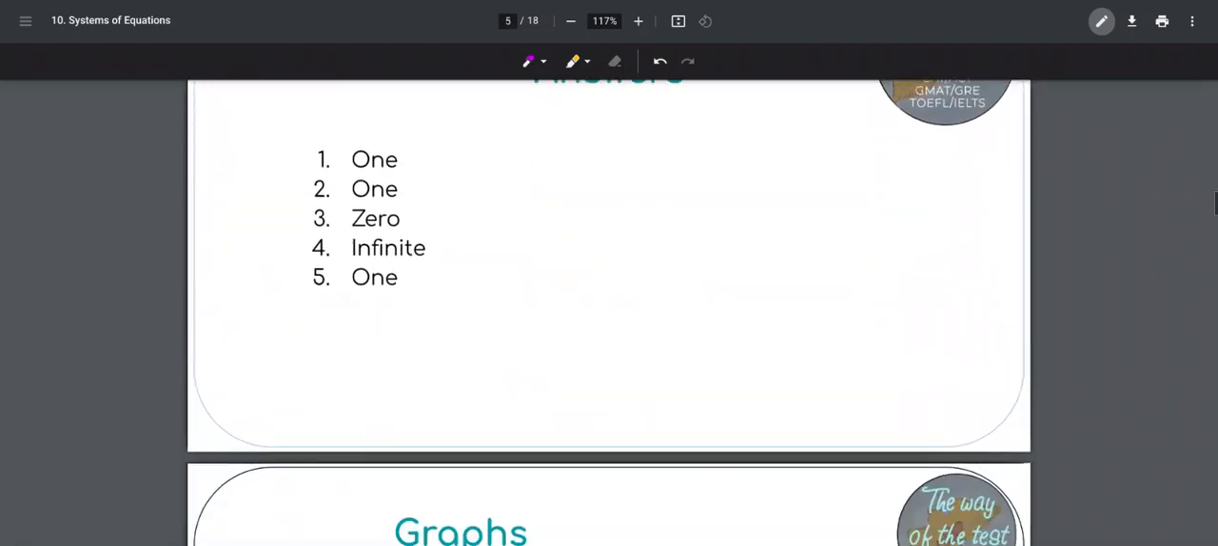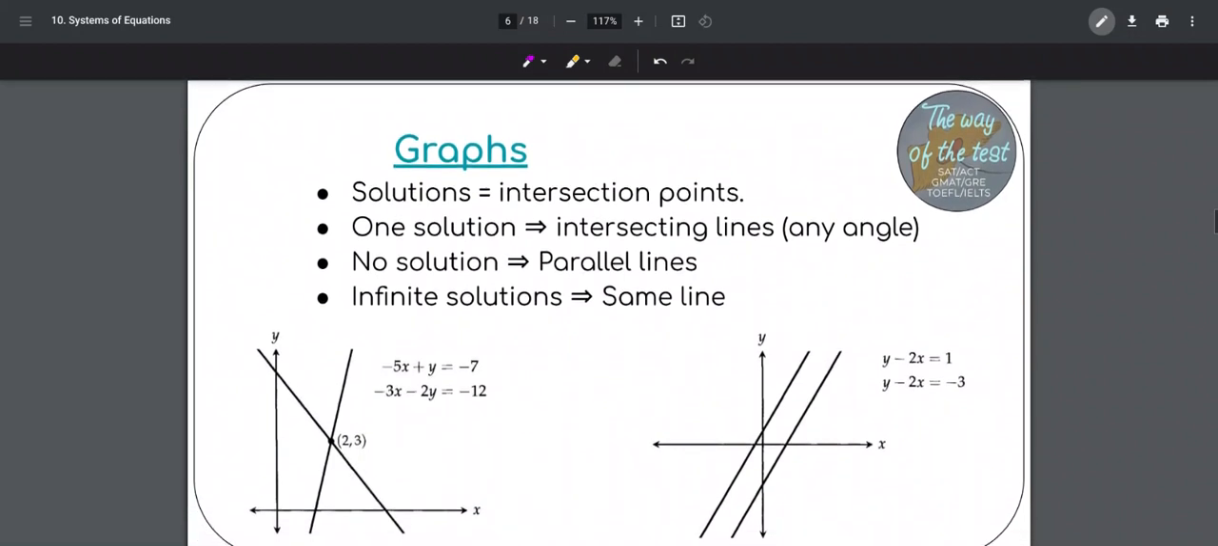Okay. We are going to move on to graphing the system of equations. So we already saw one solution, no solution, infinite solutions. How does this translate to the graph? Well, the solutions in general, you do have to copy these. Solutions are just the intersection points. In a graph, we call solutions the intersection points. When you see two lines intersecting, or a parabola intersecting, or a line intersecting a plane, that's called a solution. That's it. So when they have one solution, it means there is one intersecting point.